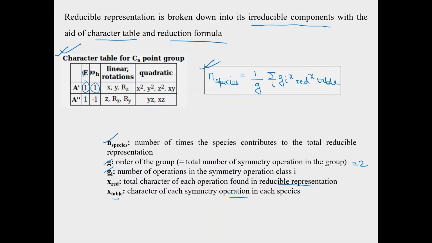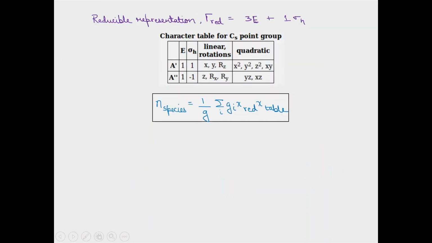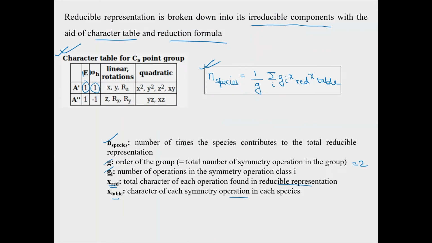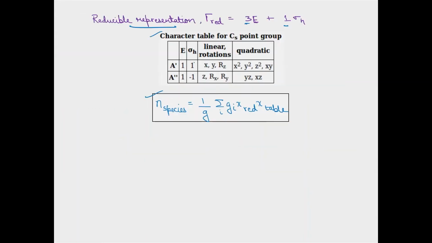Okay, so these are the chi table, and chi reducible means what we found from this. This is the reducible representation. So chi reducible is this 3 and 1. So now, by using this reducible representation, the character table and this reduction formula, we will find out the number of times the species contributes to the total reducible representation. So here are two species, in this case A dash and A double dash.